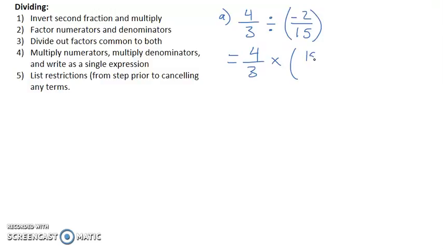And this becomes 15 over negative 2, or I could write that as negative 15 over 2. It doesn't matter where the negative is. And then you'd multiply these together, and you multiply these together.